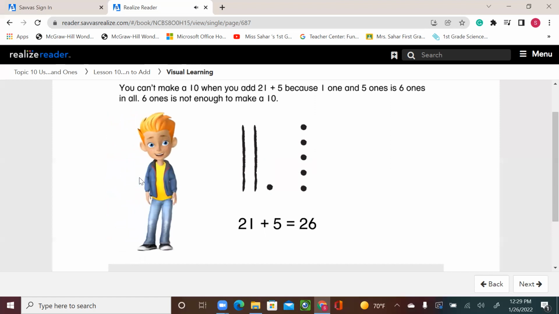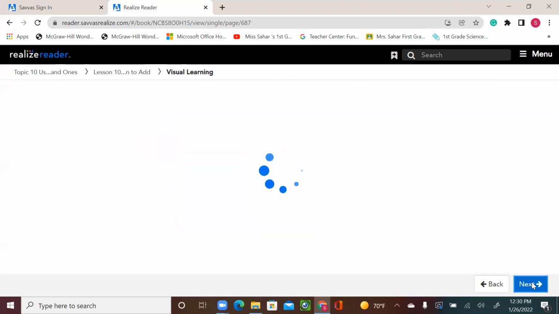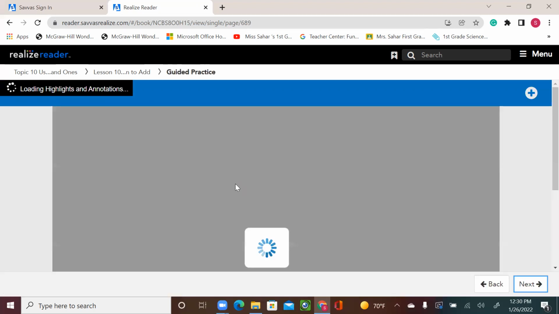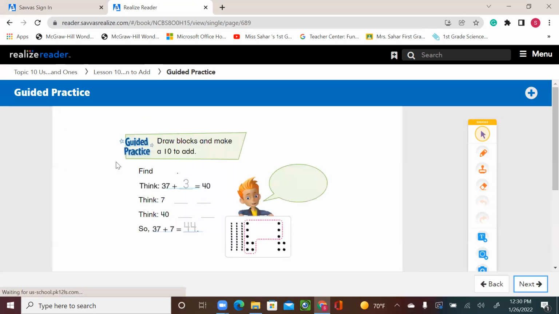You can't make a 10 when you add 21 plus 5 because 1 one and 5 ones is 6 ones in all. 6 ones is not enough to make a 10. Now you know how to make a 10 to add. All right, so let's see our guided practice, page 422. All right, draw blocks and make a 10 to add.